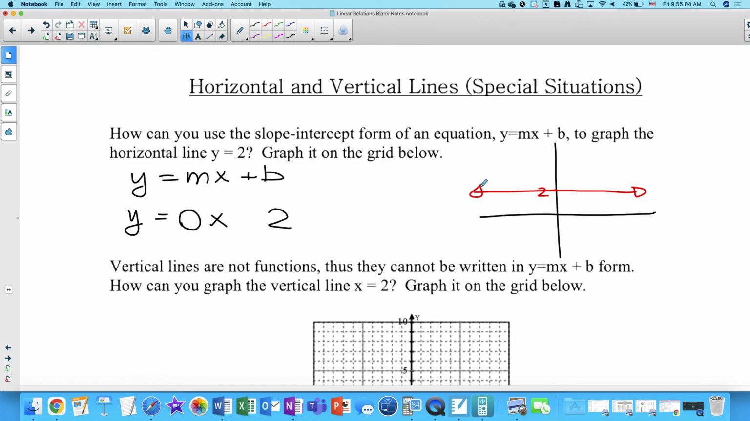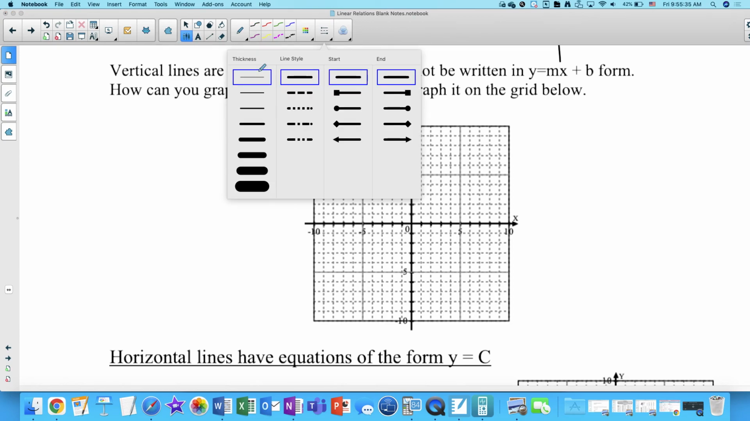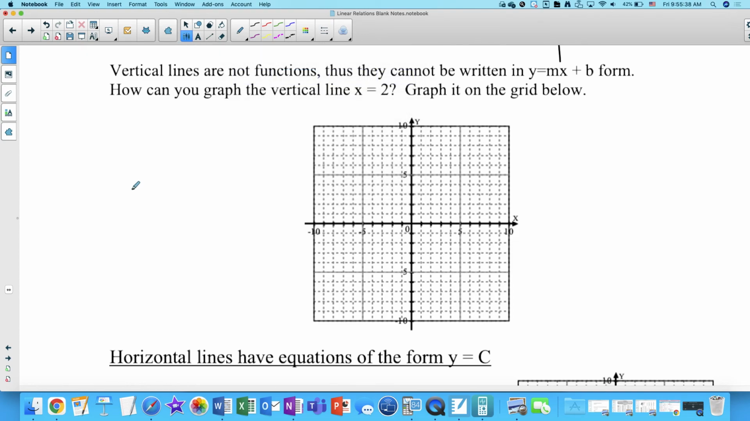Okay? Vertical lines. Can we write the vertical line in the form y equals mx plus b? Let's say we have the line x equals 2. Can we write it in the form y equals mx plus b? No, we can't. Okay? The reason for that is that vertical lines are not functions. And the slope-intercept form of a line is actually the slope-intercept form of a linear function, not just a linear relation, right? So we can't do this.